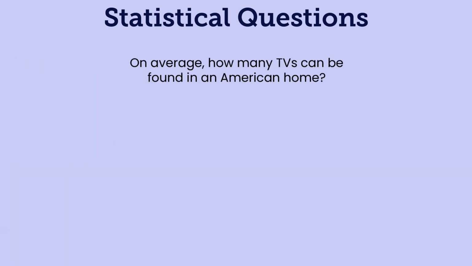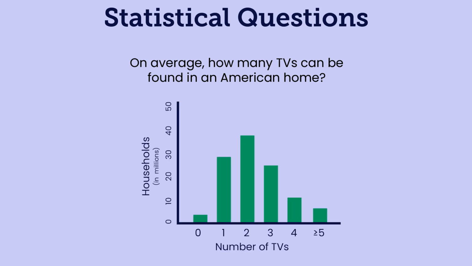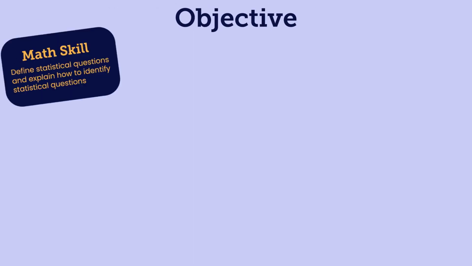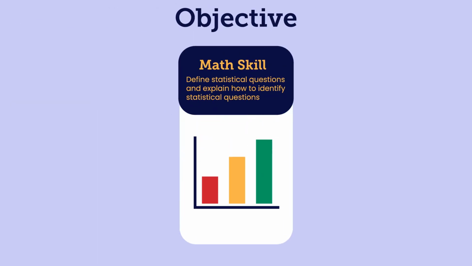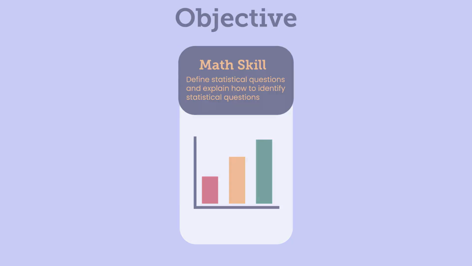On average, how many TVs can be found in an American home? This is a statistical question. What makes this a statistical question is the fact that the varying data would have to be gathered to answer it. And since some American homes have no TVs, while others are larger homes with many TVs, the data would vary.